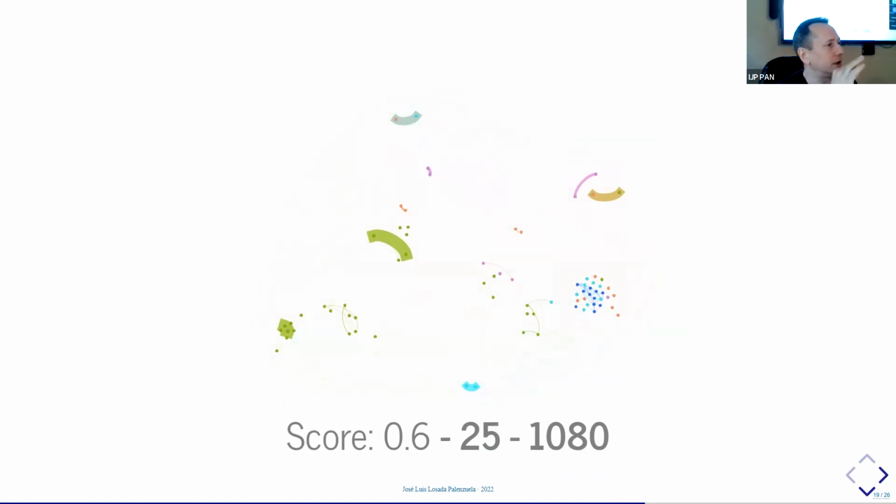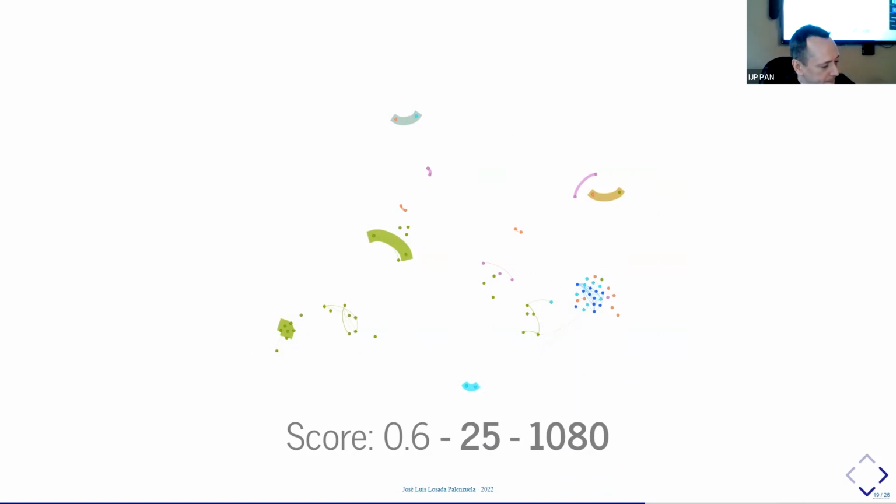But the minimum score of text reuses actually extracted is 0.6. That is one verse between two plays. Actually, not exactly, it's not exactly one verse. It's just nearly verbatim reused. And the highest one is 1080.